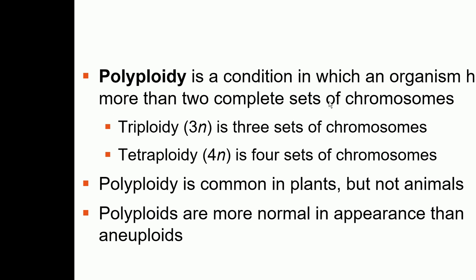Polyploidy is a situation when all the chromosomes have 3 sets or 4 sets. So triploidy is 3 sets of chromosomes. Tetraploidy is 4 sets of chromosomes. So it's a condition in which organisms have more than 2 complete sets of chromosomes, like the diploid situation. Like in humans, we have 2 sets of every chromosome. But if by chance somebody has 3 sets of every chromosome, that's a triploidy situation. Or if it has 4 sets of every chromosome, it is a tetraploidy situation.